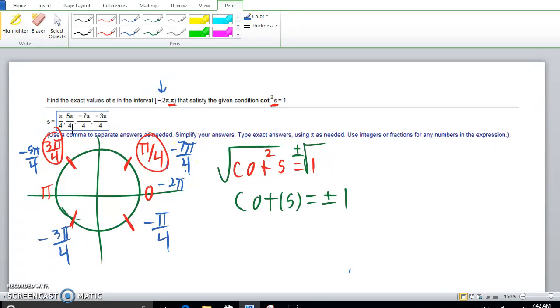So it looks like we've got quite a few answers there. Looks like there's 6 of them. So try that out, and if you're still having issues, just let me know. What made this problem particularly challenging is the interval they gave us.